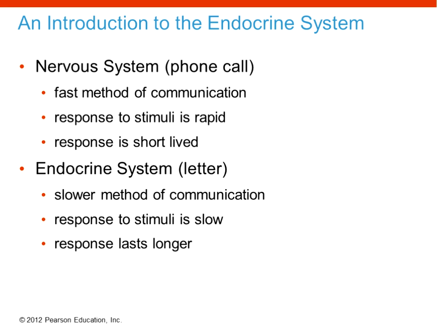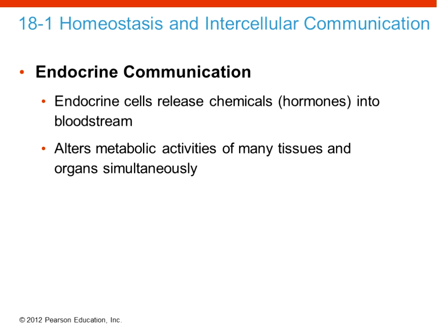All right, so as I said, both systems are methods of communication. The endocrine system would be like writing a letter to someone or sending a letter in the mail. It's a slower method of communication. The response is slower, of course, but oftentimes the effect can last longer, whereas the nervous system would be like a phone call or a quick email, a very fast method of communication and rapid response, but once that message is communicated, that's it, it's over. Whereas some of the effects of the endocrine system tend to linger and last a little bit longer than just an immediate response.